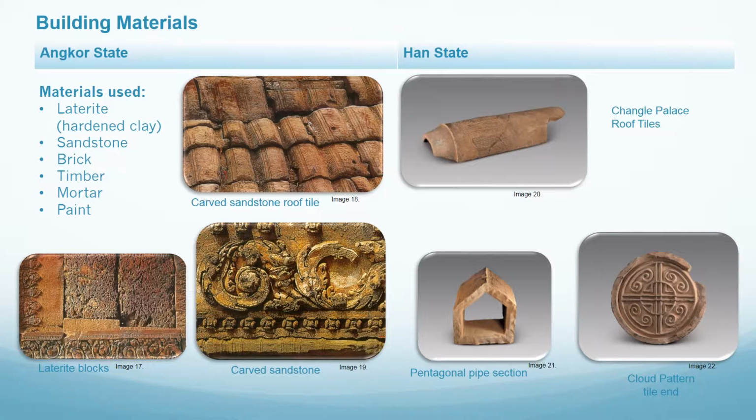Sandstone was also used. It was quarried in the Kulen Mountains about 50 kilometres northeast of Angkor. Sandstone, being soft, allowed for fine decorative carving and was used for bas-relief decorative panels. By the end of the 10th century, the Khmers built almost exclusively in sandstone.